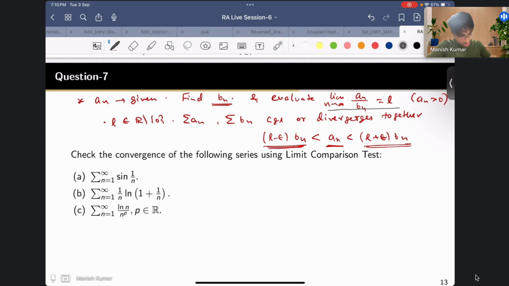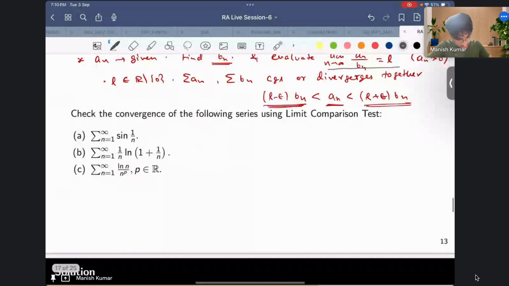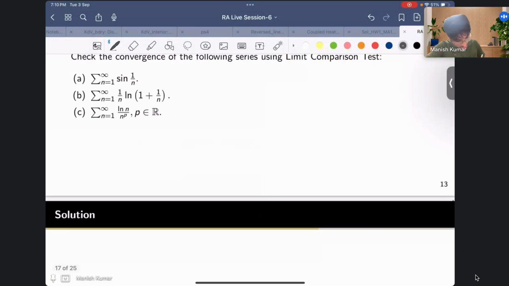Okay, now let's come to this problem we have here. Let's start with the first one. Either you find some bn's, and how would you find that bn? That is basically based on some bounds. For example, in this first case, sin 1 by n is like 1 by n, where sin x behaves like x when x is very small. That means when n is very large, you have this behavior of sin 1 by n, because 1 by n is very close to 0 for large n.